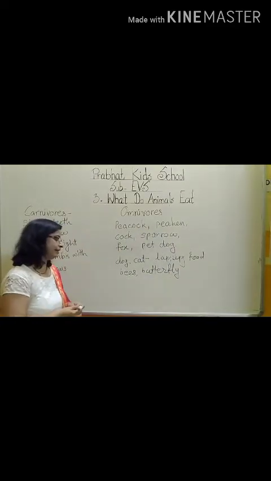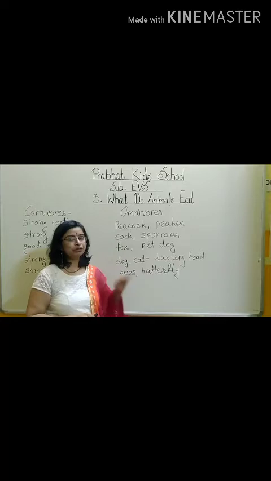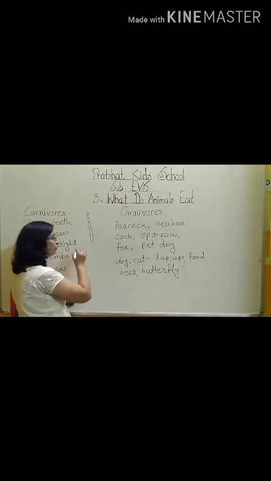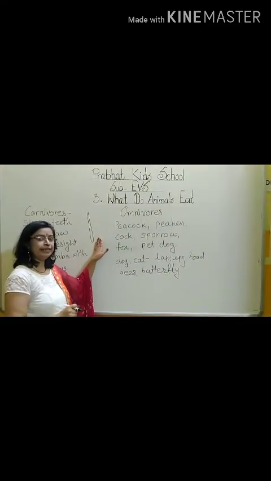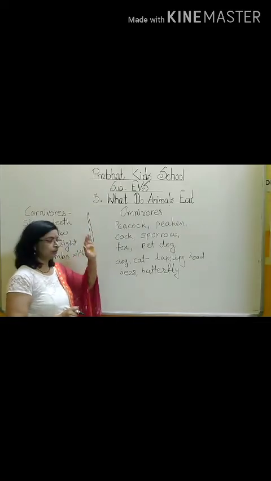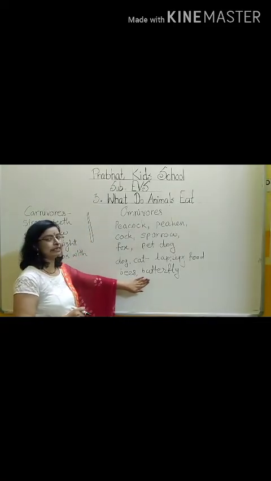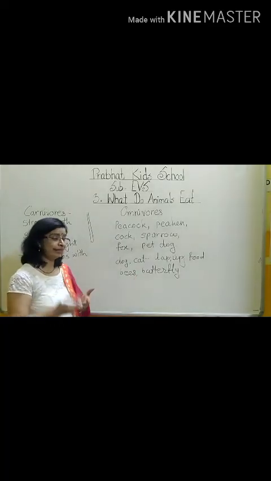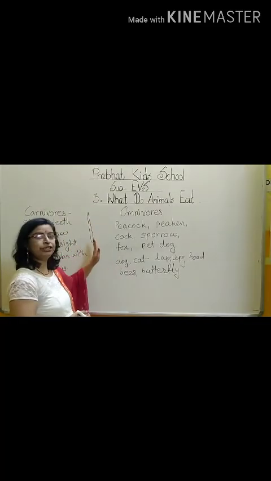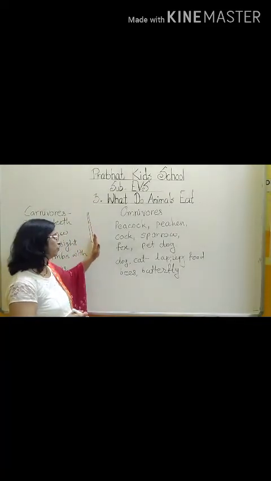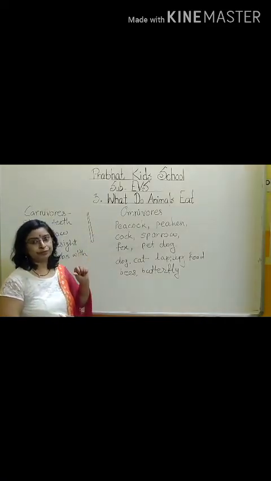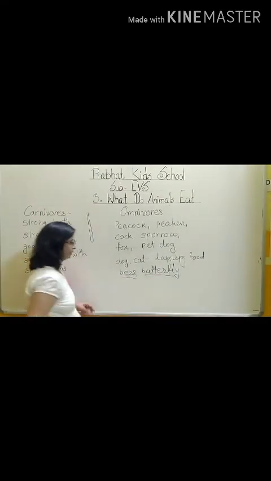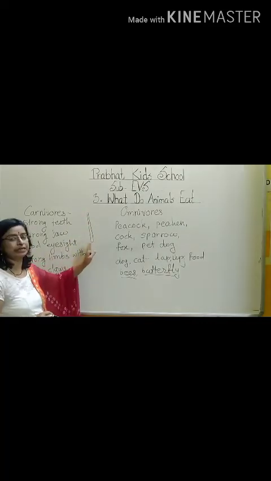These insects suck the nectar from the flower with the help of a thin tube. This thin tube is attached to their mouth. Which insects? Bees, butterflies, and the mosquito also. Mosquito sucks blood from our body. They have a thin, hollow tube, and with the help of this tube they suck their food. This tube is known as the proboscis.